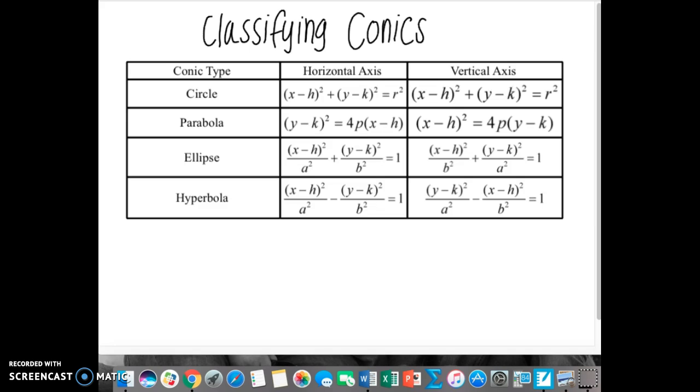So if we have a circle, it's always in the form (x minus h) squared plus (y minus k) squared equals r squared, where the ordered pair (h, k) is the center. Since the circle is the same no matter how you turn it, the horizontal axis and vertical axis remain the same for a circle. For a parabola, the h and k represent the vertex.